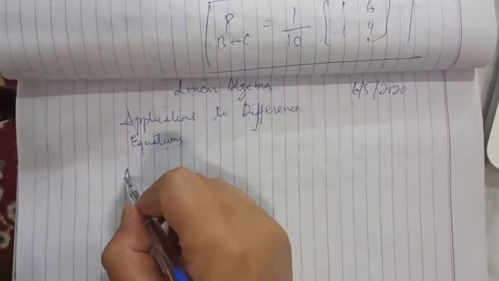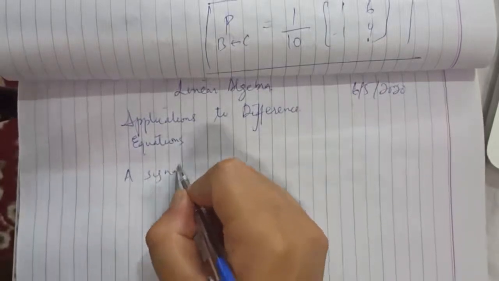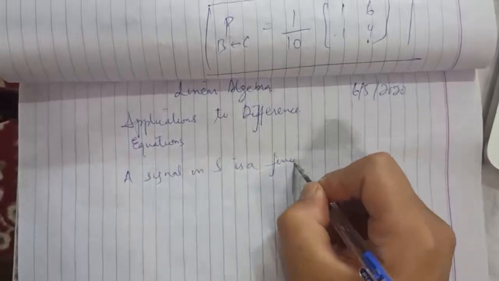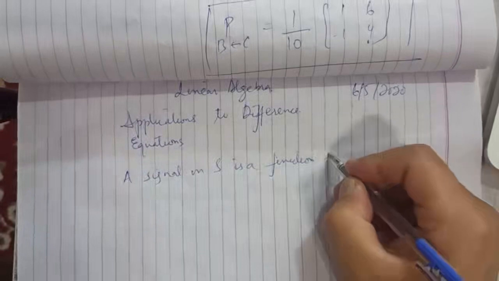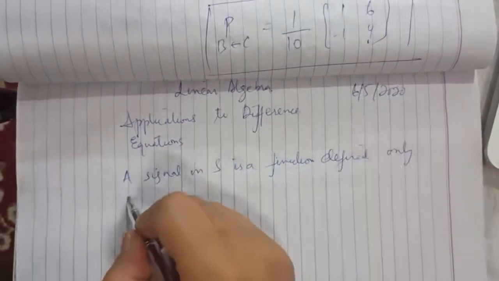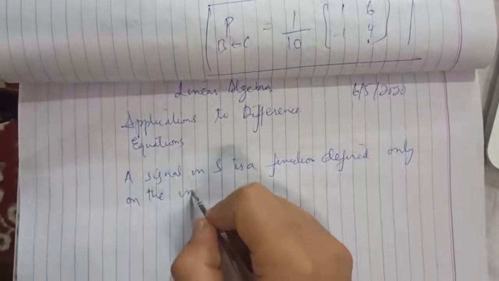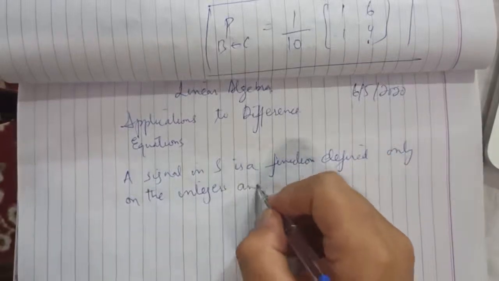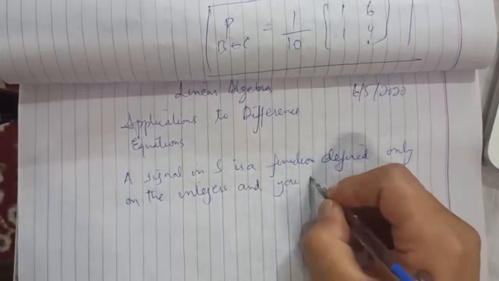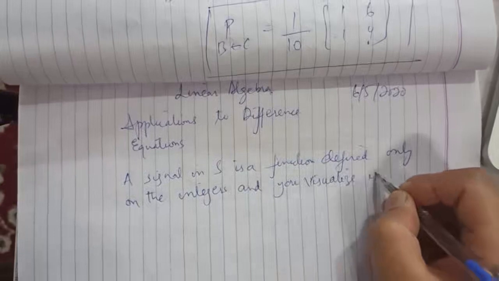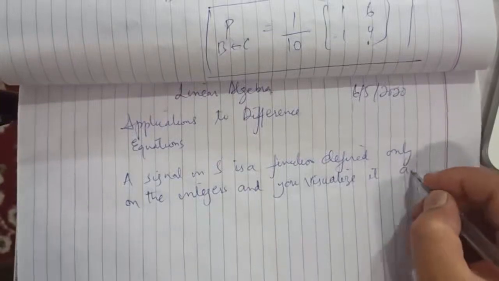We can say a signal in S is a function defined only on the integers, and you can visualize it as a sequence of numbers.